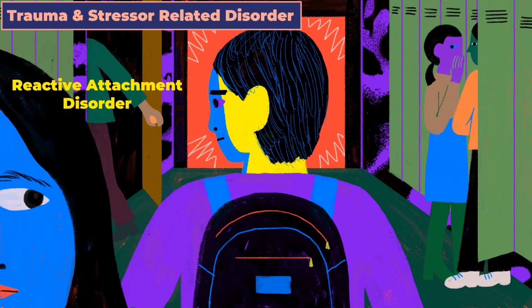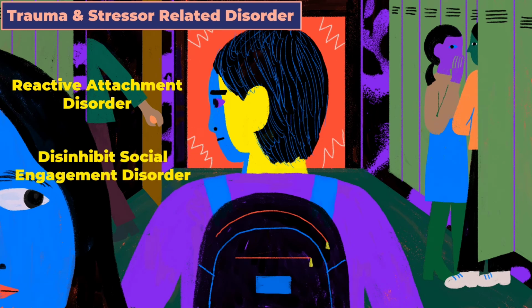reactive attachment disorder. It means a consistent pattern of inhibited, emotionally withdrawn behavior towards adult caregivers. Like, children rarely or minimally seek comfort when distressed, or a child rarely responds to comfort when distressed. Next is disinhibited social engagement disorder. It is a pattern of behavior in which a child actively approaches and interacts with unfamiliar adults.